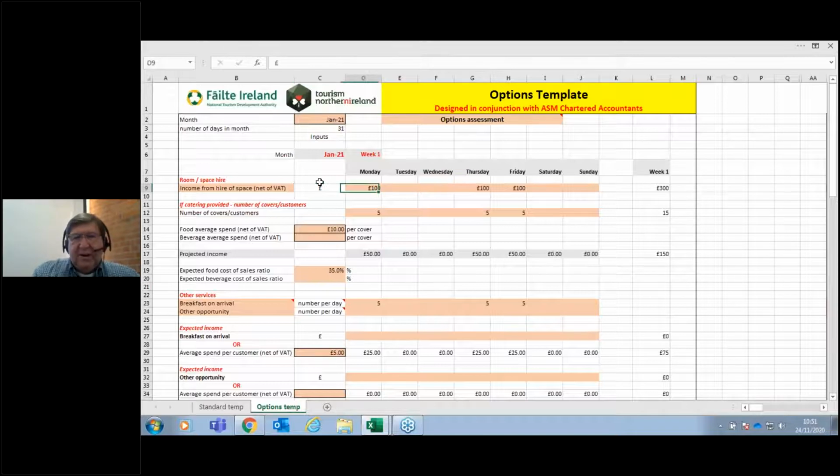Then what I need to do is have a think about what I think my bookings are going to be, or how many bookings I think I can generate in a week, how many guests are going to be attendees at each of those meetings. I'm going to have to provide them with food and beverage and so on. So what the average spend per cover is going to be, what my food cost of sales is likely to be. And in this case, they also want, not only do they want lunch, but they want breakfast on arrival, and I'm going to give them croissants and so on.